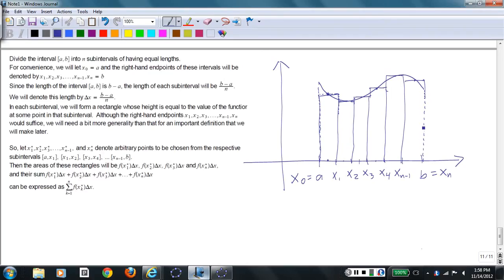If we add up the areas of those 1, 2, 3, 4, 5, 6 rectangles, it's likely not going to be exactly the area bounded by the curve and the x-axis, but it should be close. It looks like it should be close because this rectangle is going to overestimate it by this much. It's going to underestimate it by that much, and if those aren't far apart, they'll offset each other. And so it should be reasonably close.